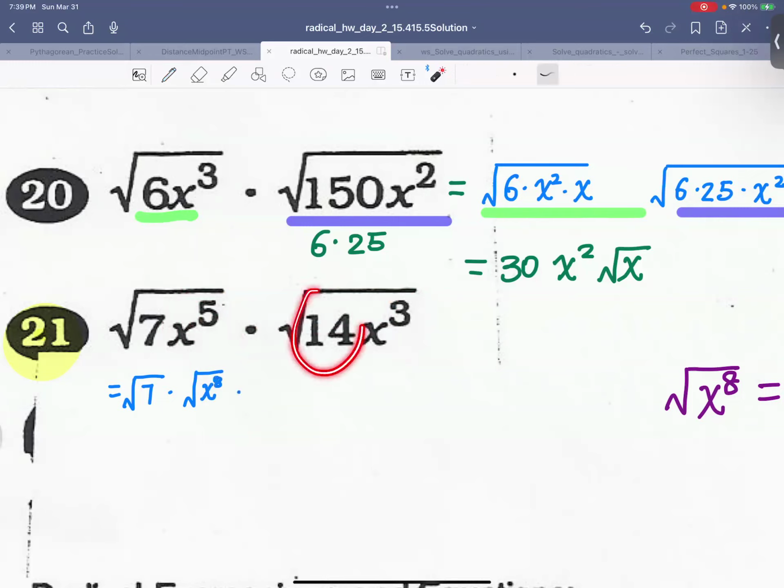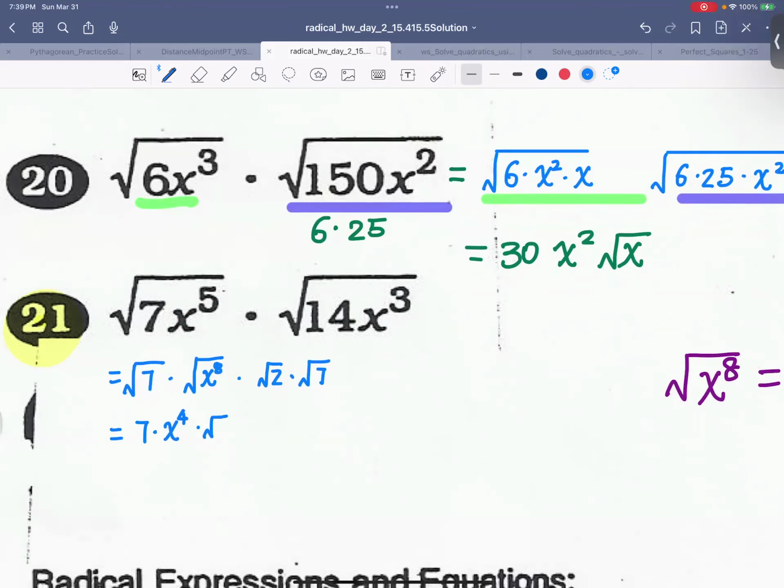Square root 14. This is who by who? 2 and 7. Now, this one, you take who out? 7. And this one, you take who out? x to the power 4, yes? Do you understand this? Yeah.